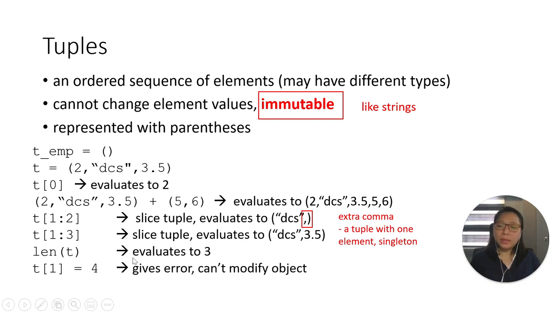We can also get the number of elements in the tuple by using the len function in this manner. And here, if we assign a new value to an element in the tuple, that will give us an error because, as I said, a tuple is immutable like a string. We are not allowed to modify the value of an element in the tuple.